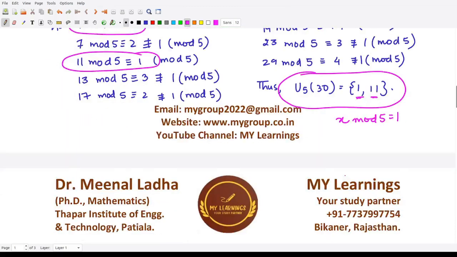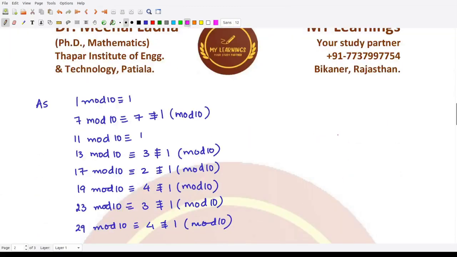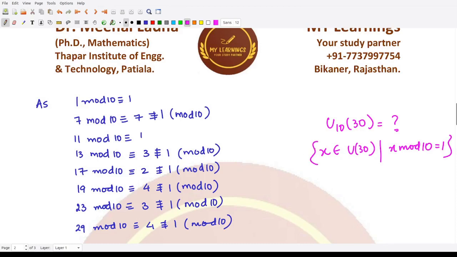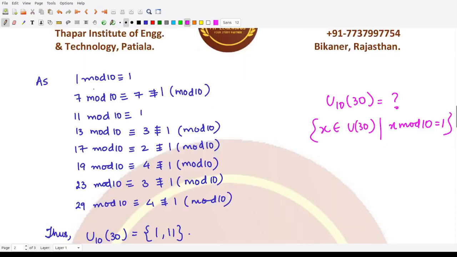In a similar manner, to compute U_10(30), you are looking for all those x's from U(30) such that x mod 10 gives you 1. Once you compute mod 10 of all the members, you see only 1 and 11 give you 1 as the remainder. So these two members are present within U_10(30), correct?